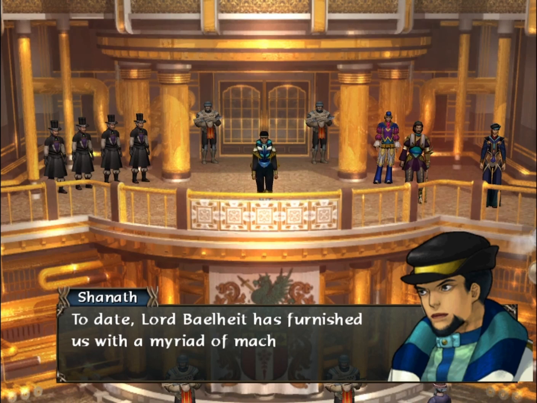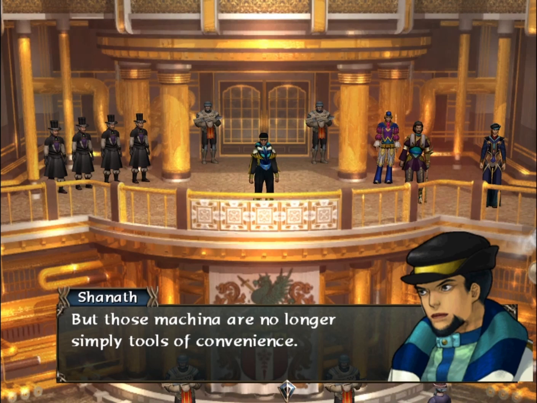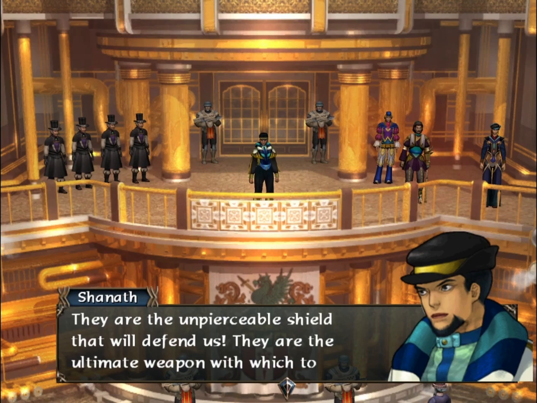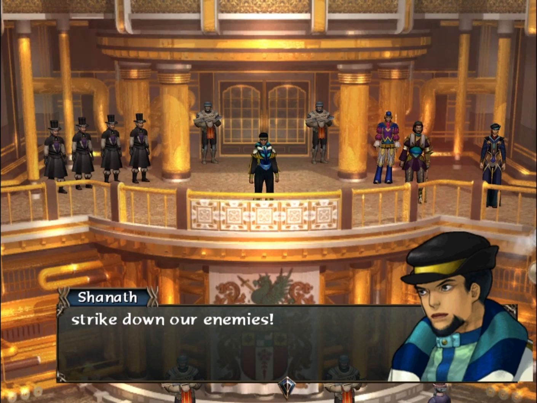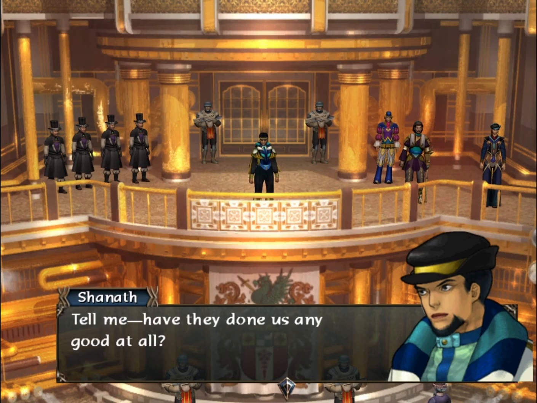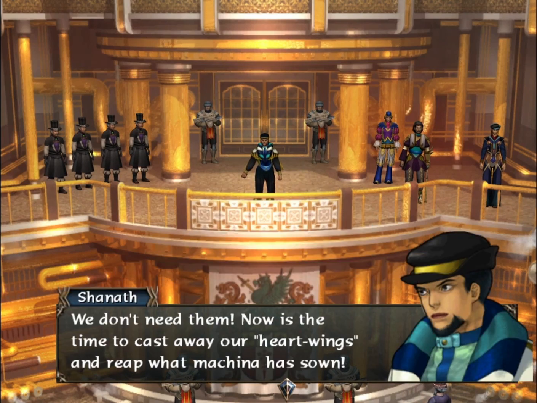To date, Lord Baelheit has furnished us with a myriad of machina, striven to improve the quality of our lives. But those machina are no longer simply tools of convenience. They are the unpierceable shield that will defend us. They are the ultimate weapon with which to strike down our enemies. Then you have guardian spirits, wings of the heart, magic, the intangible plagues of our world. Tell me, have they done us any good at all? We don't need them! Now is the time to cast away our heart wings and reap what Machina has sown!